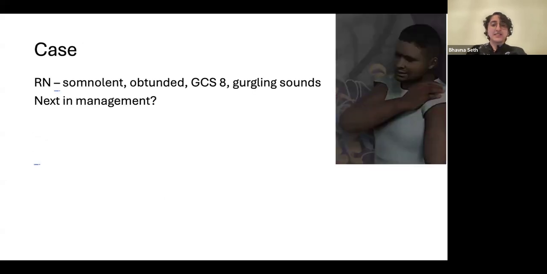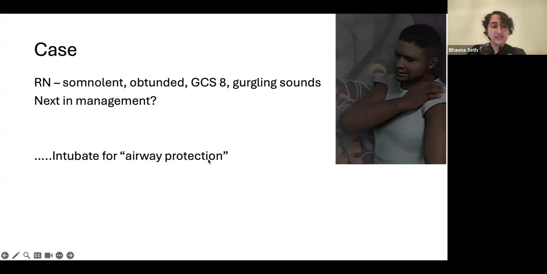So back to our case. Our gentleman is still in your emergency department, and he received antibiotics. However, despite that, your nurse has called you and he's somnolent and he's grunting, and you assessed his GCS and it's 8. Would anyone want to raise their hand and let us know what you would do in this case?